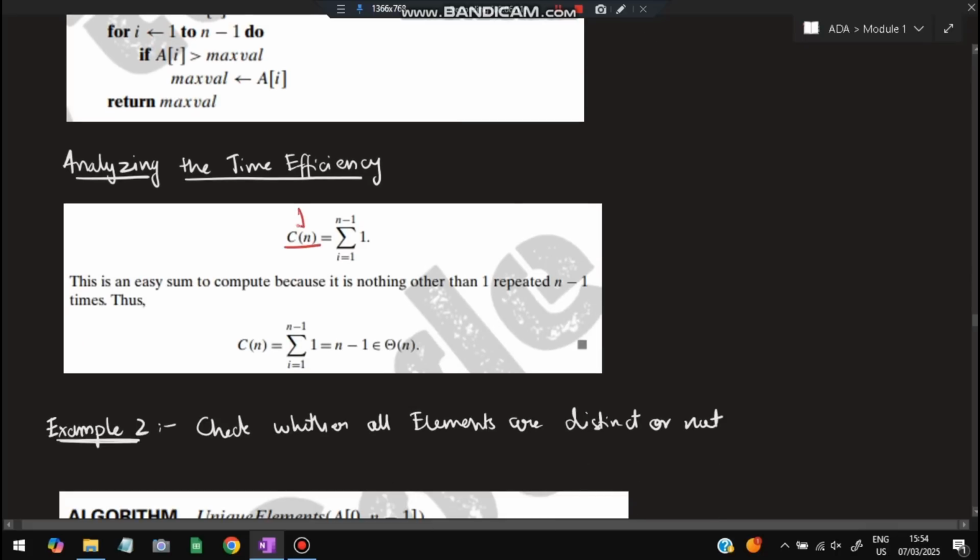C of n means cost of n, the cost of running this program. How much time does it take? It is running from 1 to n minus 1, which means n times, and each time it is performing a constant operation. Why constant? Because a comparison will be taken as a cost of 1, a constant operation. So n times it is performing a constant operation, which means it is O of n. Okay.